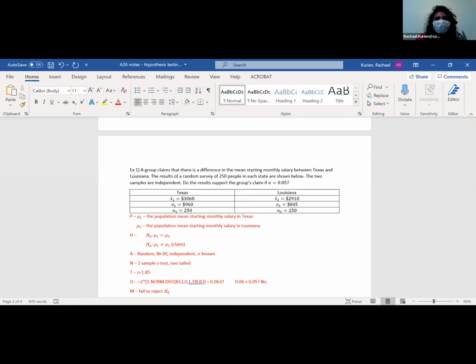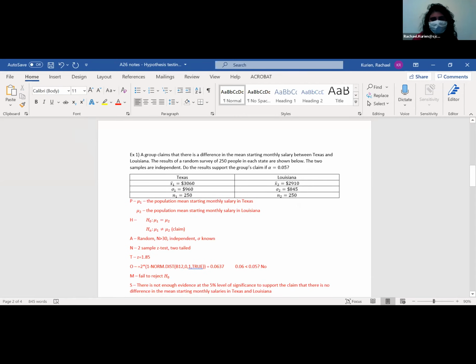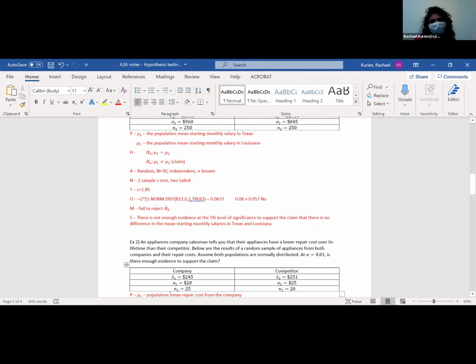So now comes our conclusion. There is not enough evidence at the 5% level of significance to support the claim that there is no difference in the mean starting salaries in Texas and Louisiana. And it pretty much goes with the same setup as the first set of notes that we did on this, the one sample. Same thing for hypothesis testing. Now let's look at example number 2.